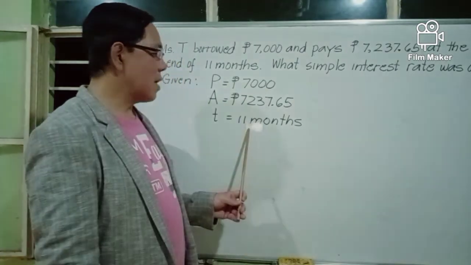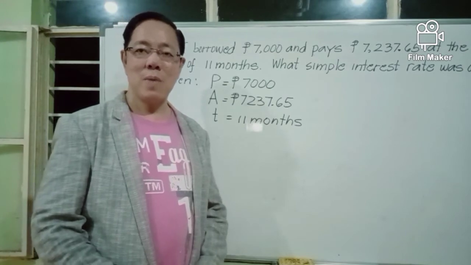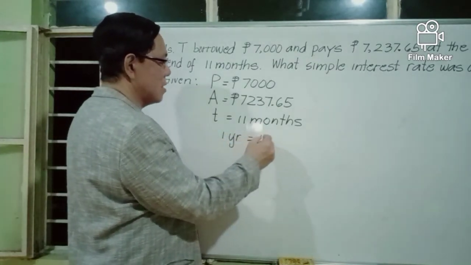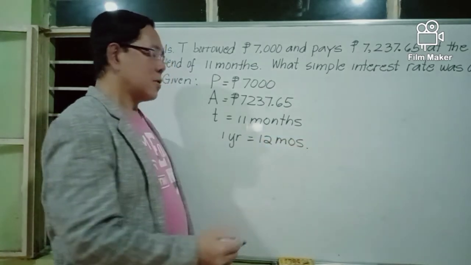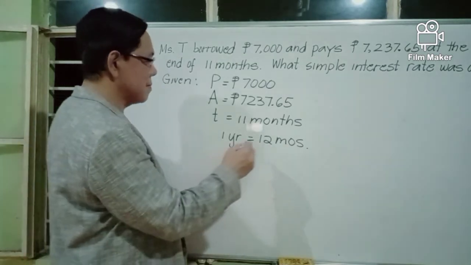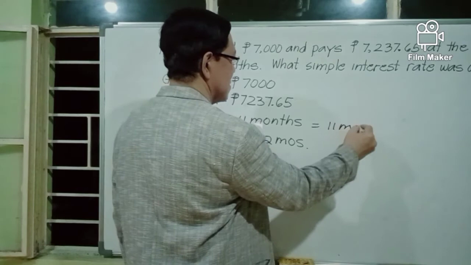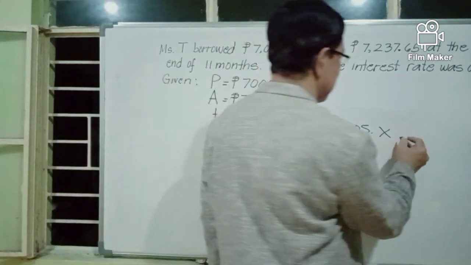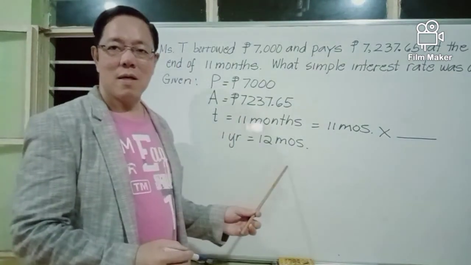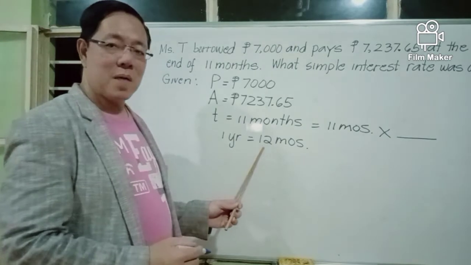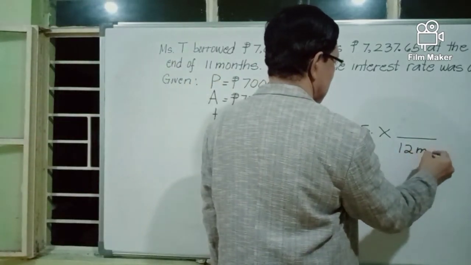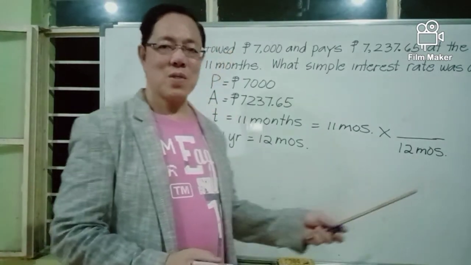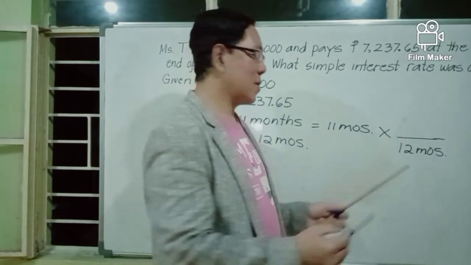Thus, we have to convert 11 months to years by using the equivalent quantities. 1 year equals 12 months. To convert 11 months to years, we multiply 11 months by a conversion factor, which is actually a fraction obtained from these equivalent quantities, and we write 12 months in the denominator. So that months in the numerator and months in the denominator will cancel out, and we write 1 year in the numerator.